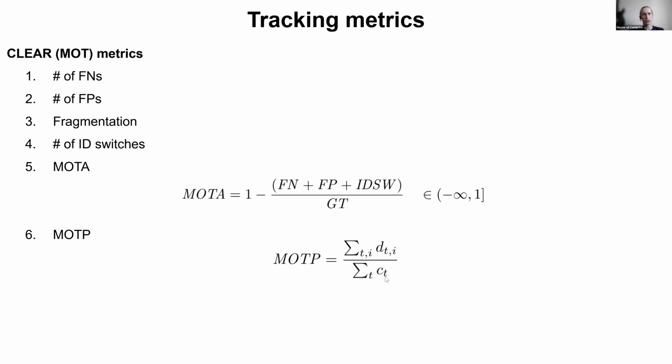is the number of matched detections on the frame T, right? D here is the intersection over union between predicted and ground truth bounding boxes, which we sum up over all matched detections. I mean index I. I is all detections.